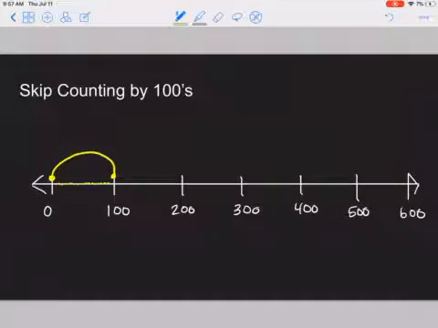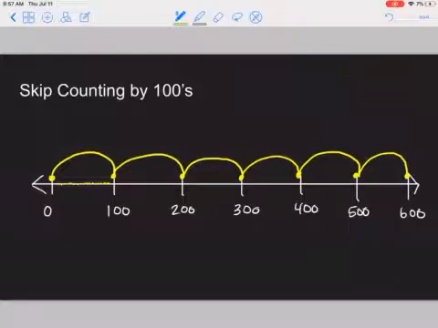So if you want to start at 0, you can. You can go 0, 100. And then for 100, we're going to skip over 99 more. We're going to go to 200. So 0, 100, 200. 100 more. 300. 400. 500. 600. 700. 800. 900, 1,000. It just keeps going on and on and on.